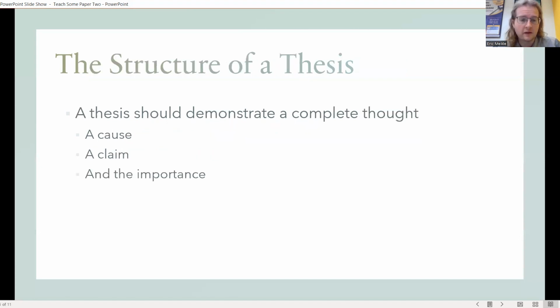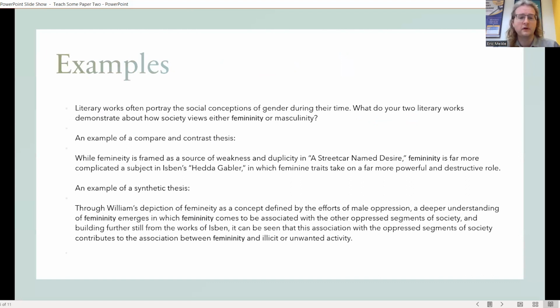So taking these 2 together, we can talk about how a thesis should be a completed thought. You're making textual observations. I refer to these as a cause. You're noticing certain aspects of the text. You're making a claim, a point that needs to be argued, a point that needs to be supported. And then finally, you're connecting back to that global perspective and the importance. Why do we care? How does this reading of the text improve our understanding of the world, improve our understanding of issues in reality? Let's look at an example of this.